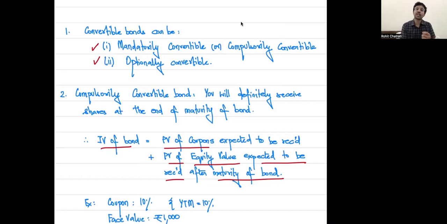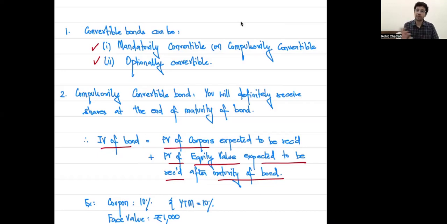Obviously, it's going to be a challenge for you to forecast the expected share price at the end of fifth year. Is it very easy to forecast the share price at the end of fifth year? The answer is no. It is going to be a tricky task, and therefore intrinsic valuation of compulsorily convertible bonds is tricky. But what I'm trying to drive home is, instead of discounting the redemption value, which you will receive at the end of fifth year, in case of a compulsorily convertible bond you will be discounting the expected share price. The expected equity value is going to be discounted.